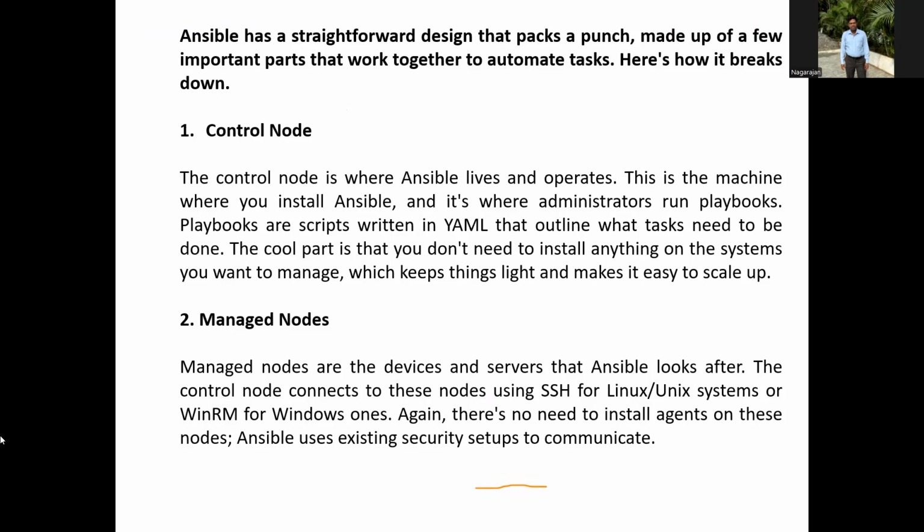Control node. It is one of the straightforward designs. The control node is where Ansible lives and operates, and where we can easily run the playbooks and manage nodes. The devices and servers are considered managed nodes, and it uses SSH for Linux or Unix systems.